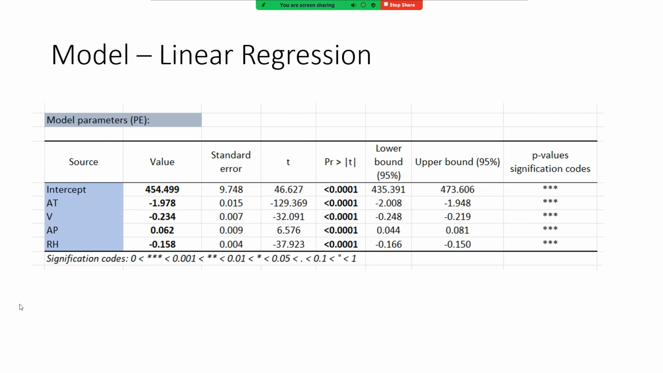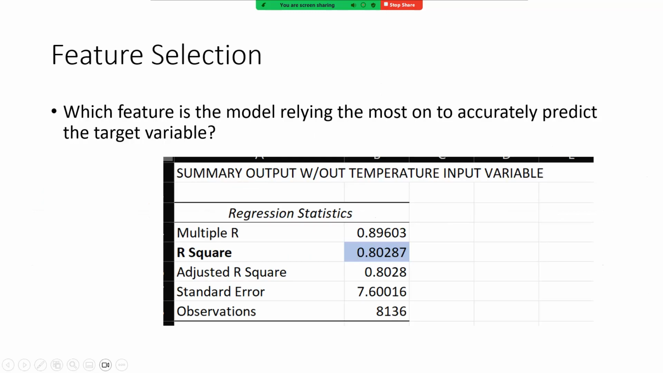So here's the actual model parameters. So here you can see the coefficients, you can see the intercept, and you can see the coefficients for temperature, vacuum, pressure, etc. So this is how we're going to calculate our model.